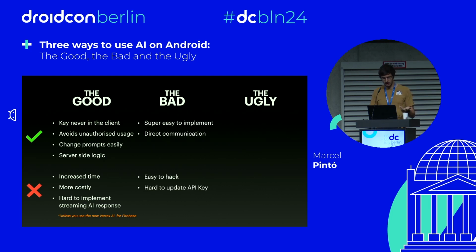The bad way, I would completely discourage this unless it's really just playing around and doing a prototype. So Google did good to put that banner on the docs saying just use that as a prototyping, because it's really, really easy to hack it and to find the key there, right? On the other hand, it's simple to implement, but yeah.